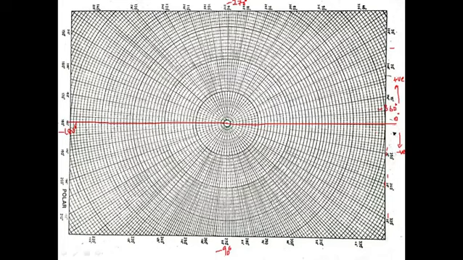Before we go to the values, let's get familiar with the polar chart. See, the polar chart has many circles. Each circle corresponds to a particular magnitude. Let me consider one circle equal to 0.1 magnitude.